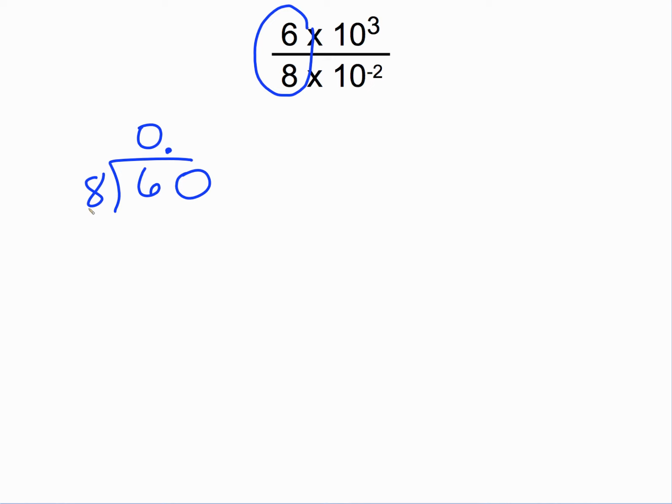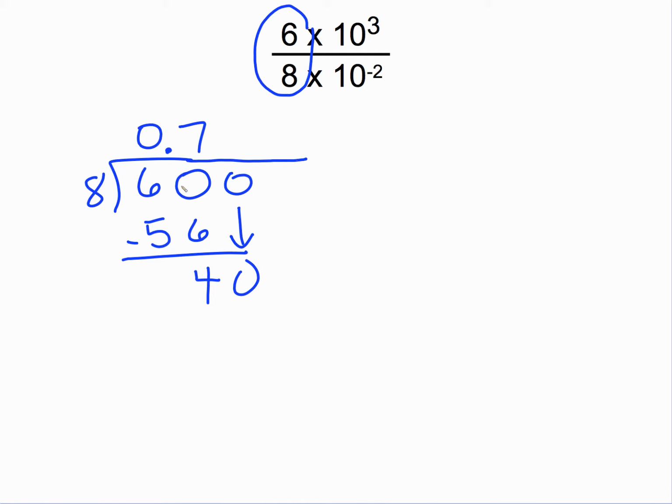Now I can add a 0, and I can ask myself, how many times does 8 go into 60? That would be 7. And I multiply 7 times 8 and get 56. When I subtract 60 minus 56, I get 4. And now I can bring down another 0. And I can ask myself, how many times does 8 go into 40? That would be 5. And 5 times 8 is 40. And when I subtract that, I get 0. So dividing that, I get 0.75. So that will be the first part of my answer.